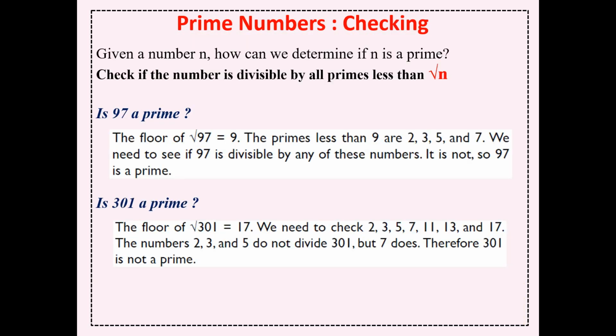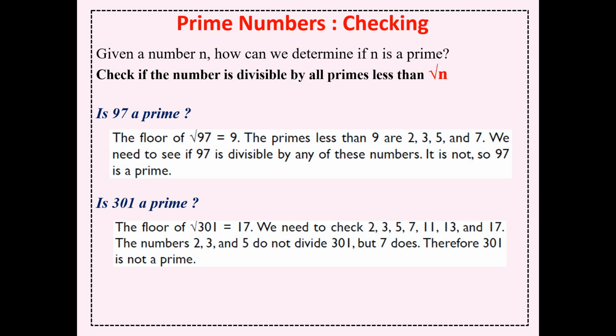So again, how do I find whether a given number is prime or not? One generic method is to take the square root of it. Suppose you take 97 and you check whether 97 is a prime or not. This is just a preliminary part of it. We will take the square root of it, which is around 9, so the floor of the square root of 97 is 9. The primes less than 9 are 2, 3, 5 and 7.